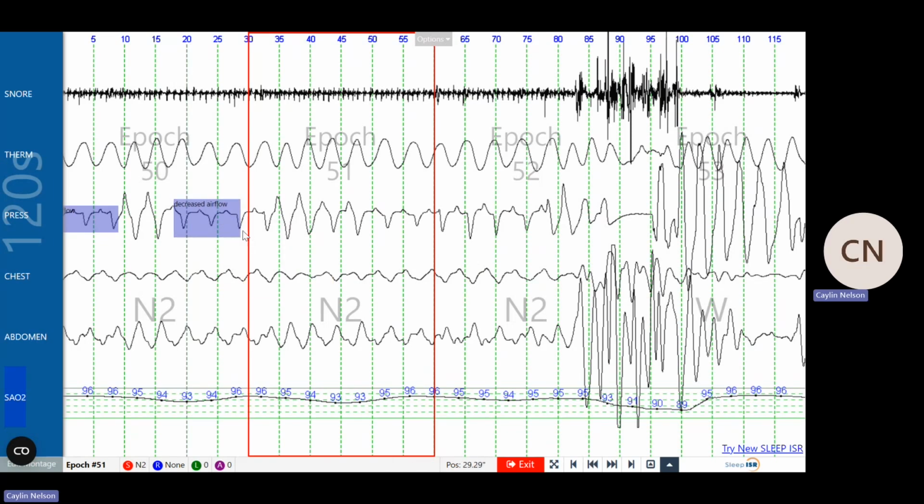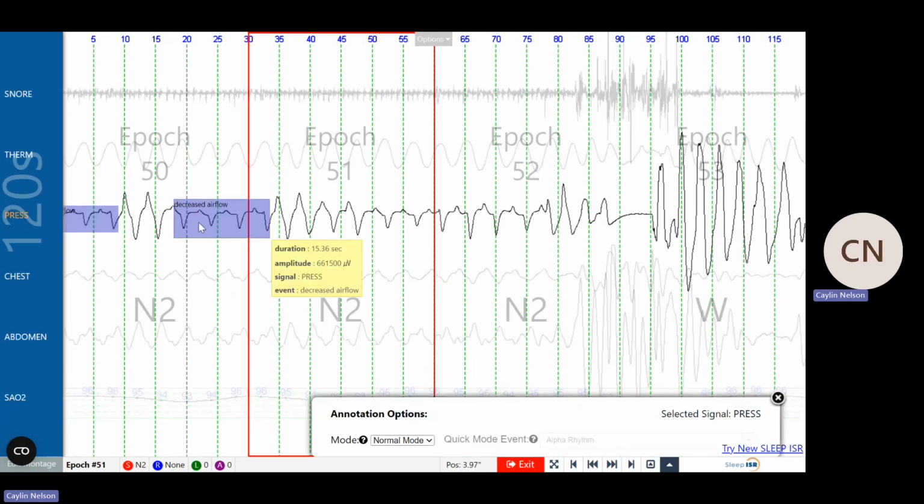Okay, so in that first epoch, number 50, we do have those moments of decreased airflow that we're going to notate in there. So before that 10-second mark, as well as between the 20 and 35-second mark. You can see that duration was about 15 seconds. Remember, with your respiratory events, they're going to be a minimum of 10 seconds. So anything over 10 seconds is valid. Anything less than 10 seconds is not considered an event.